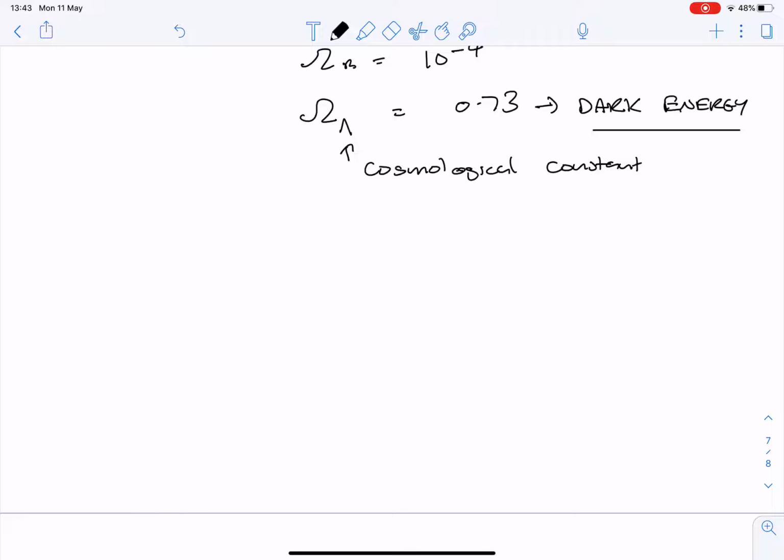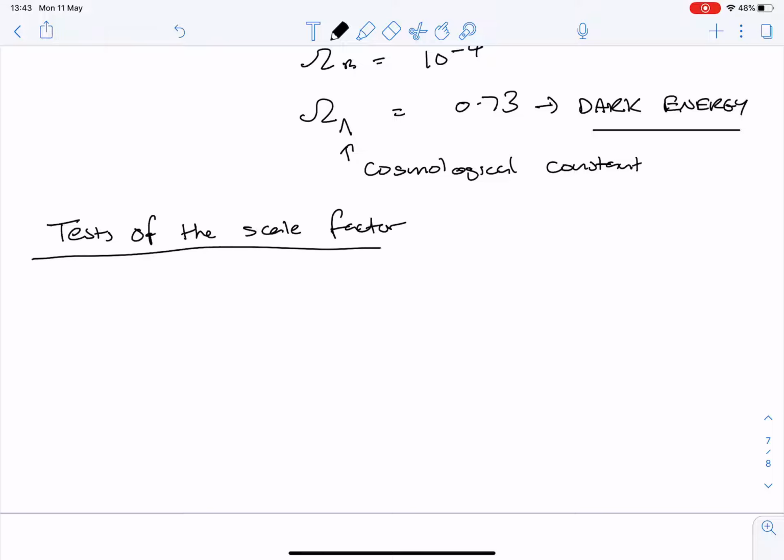Having looked at ways of measuring the total curvature and come to our conclusion that we have a flat universe, we now actually want to go and look at tests of the scale factor.